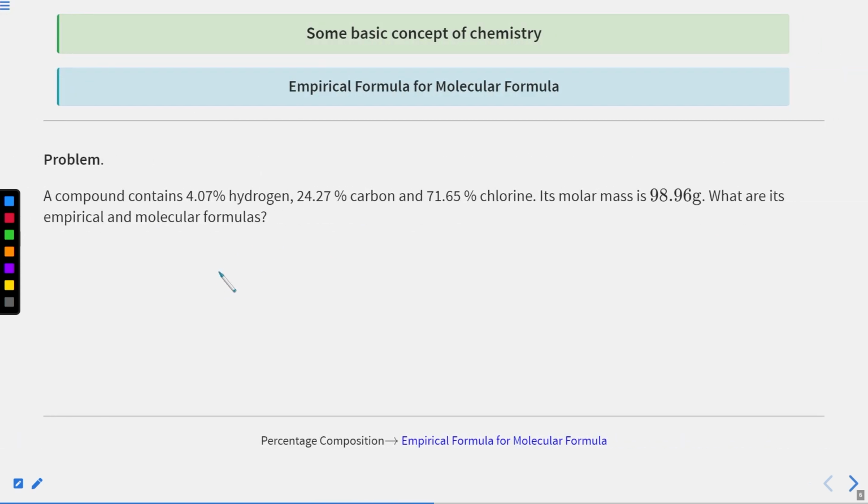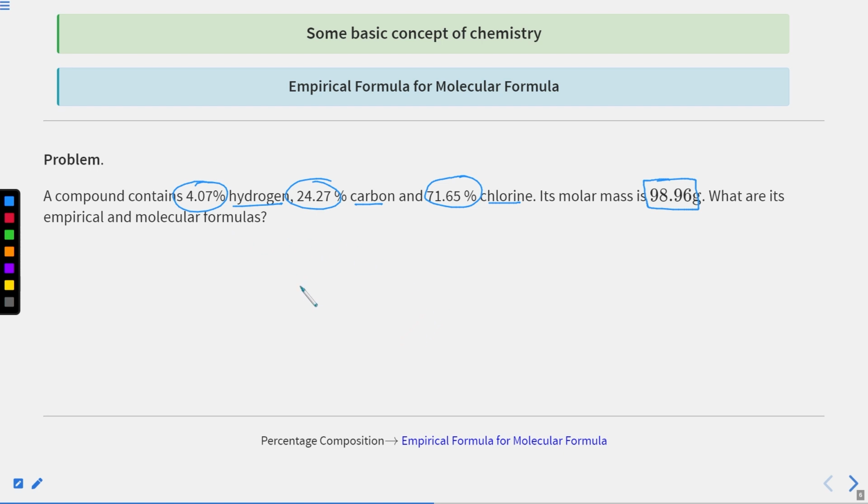The illustration says that we have 4.07% of hydrogen, 24.27% of carbon, and 71.6% of chlorine present in a given compound, and the molar mass of the compound is given as 98.96 grams. Now what is the empirical formula and what is the molecular formula? We have to calculate both of them. How will you calculate? First, we will calculate the number of moles.